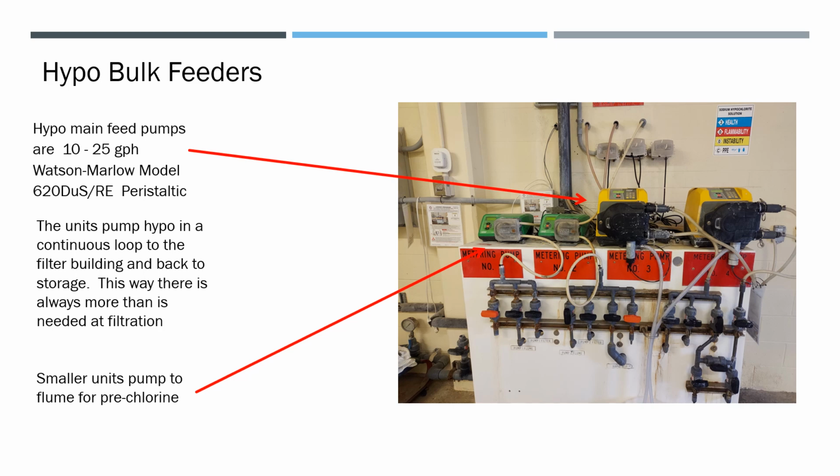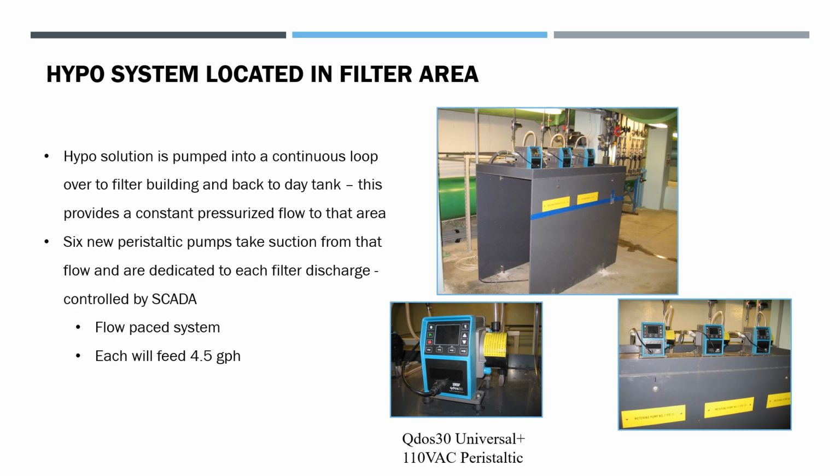The smaller pumps on the left-hand side, the 2 small green ones, can be used to feed hypochlorite to the flume prior to filtration if needed. And they typically do feed a little bit of chlorine on top of the filters to maintain filter disinfection. This is the hypo system located in the filter area, the 2 tables with 3 pumps each on them. The continuous loop brings the filter chlorine over to the filter building, and back to the day tank. There is constant pressurized flow to that area, and the 6 peristaltic pumps take suction from that flow. So again, this is a flow-paced system, and each will feed about 4.5 gallons per hour to the filter. That is more than is needed for the filter.